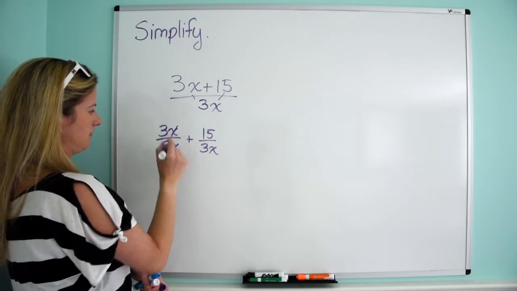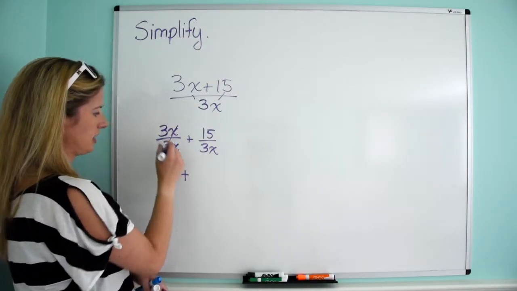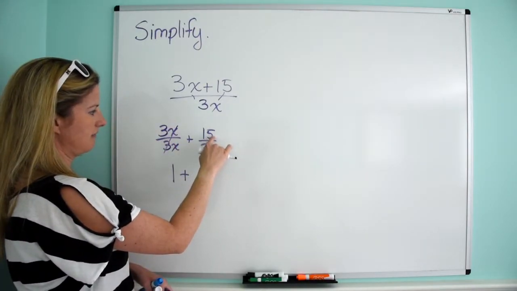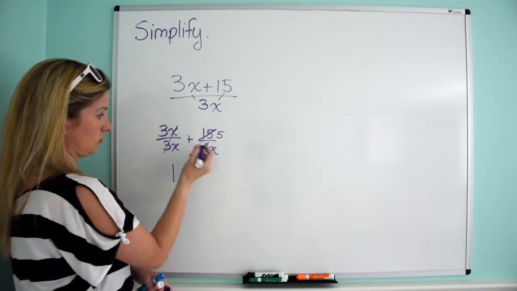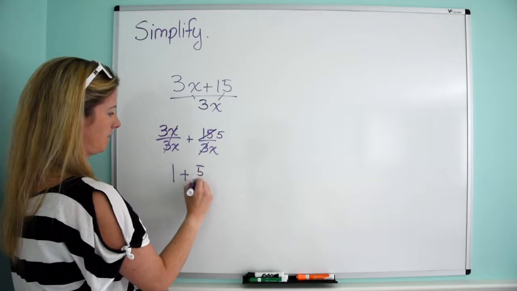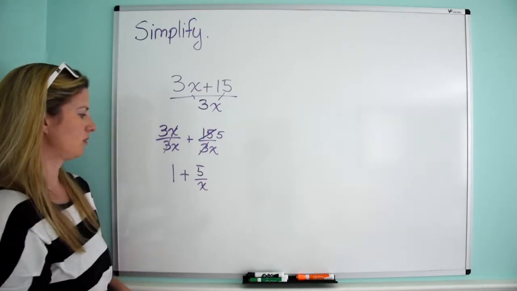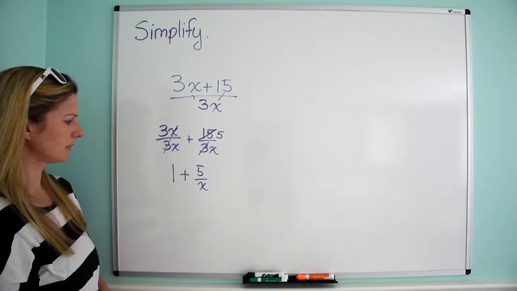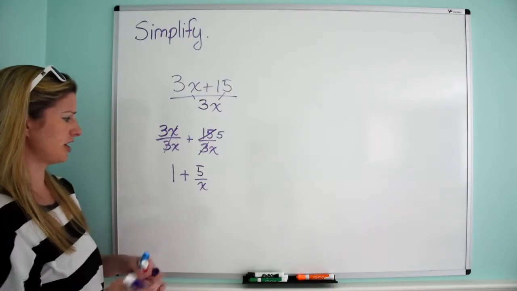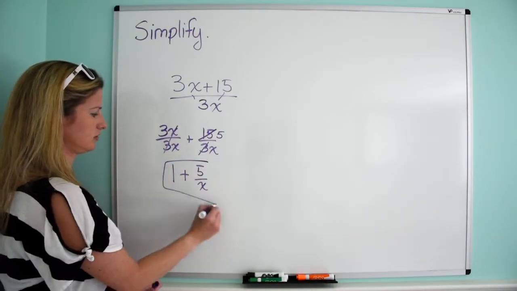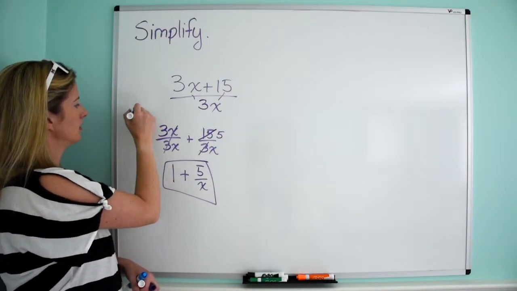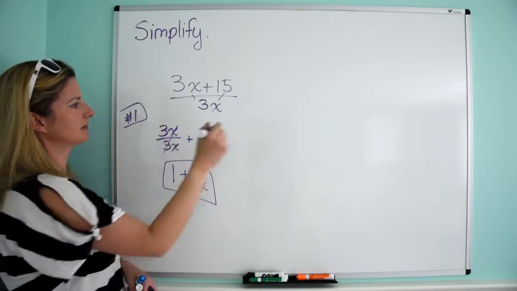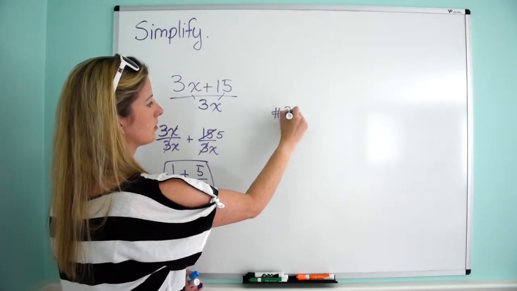Then this divides out, becomes 1, okay, 3x over 3x is 1. And then 15 over 3x, well, this will reduce to a 5 over x, so it becomes 1 plus 5 over x. Okay, 1 plus 5 over x. All right, now, depending on what your teacher's looking for, this might be an acceptable answer, so you might be done. Okay, so that was way number 1.